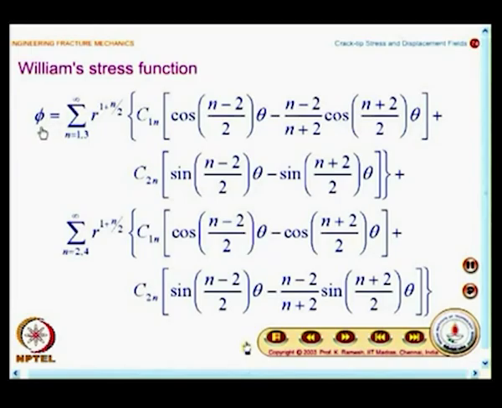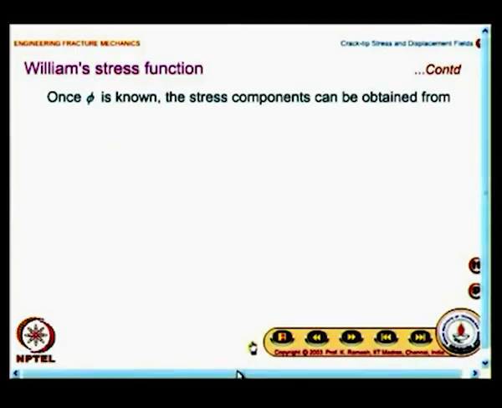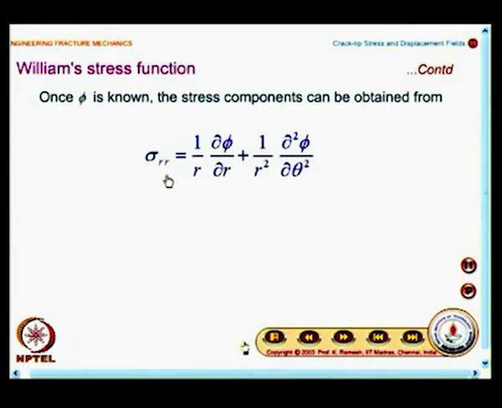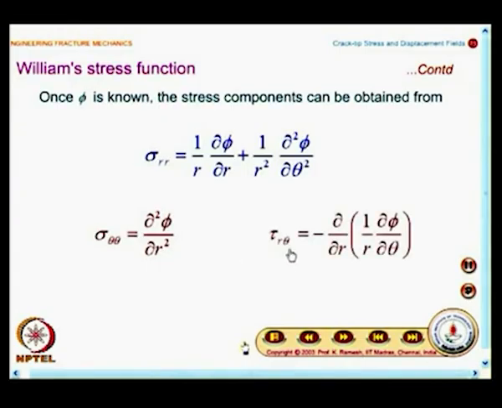Once you know phi, what is the next step? You can easily find out the stress field. And in the case of polar coordinates, once phi is known, sigma r r is defined as 1 by r dou phi by dou r plus 1 by r squared dou squared phi by dou theta squared. Then sigma theta theta equals dou squared phi by dou r squared, and tau r theta equals minus dou by dou r of 1 by r dou phi by dou theta.